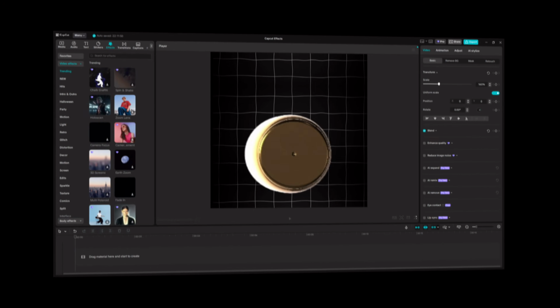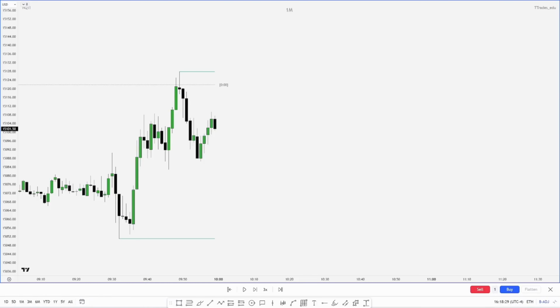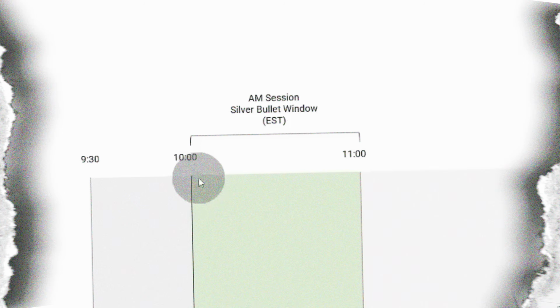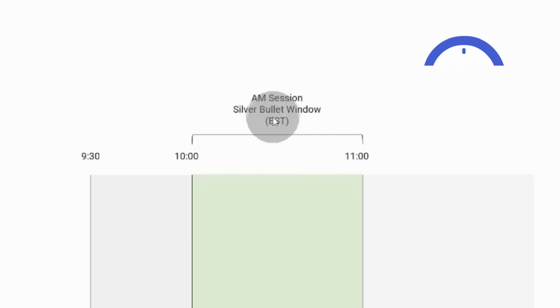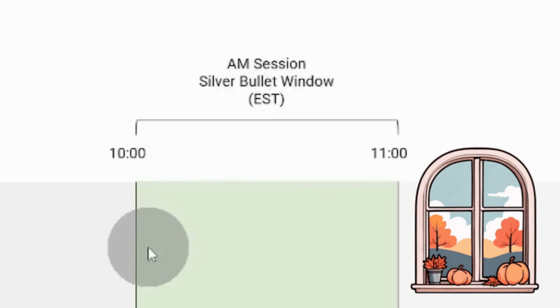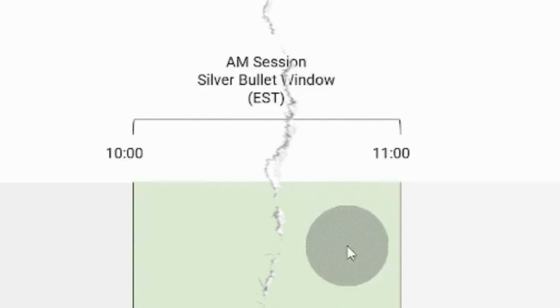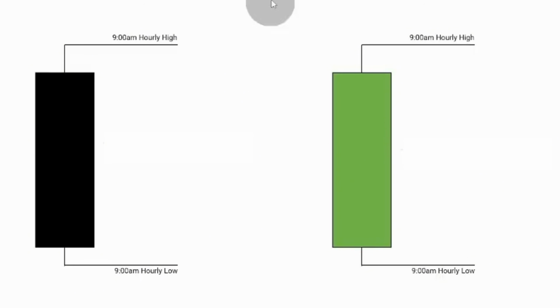Now for this one, we are going to be focusing on the AM session only and using NQ as the ticker. We are first going to hop into a PDF, go over the model and framework before we hop into TradingView for some examples, and then into FX Replay. I'm going to be focusing on the 10 to 11 AM time window, or the AM session silver bullet window. The only time I will take entries is if it appears between 10 and 11 AM.